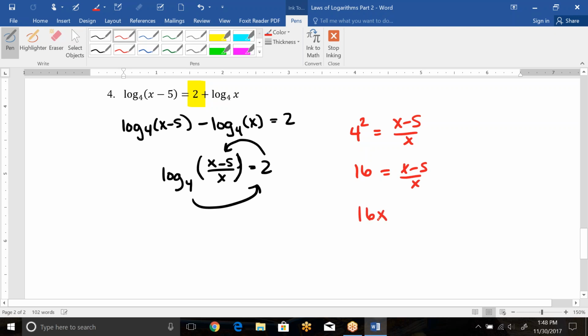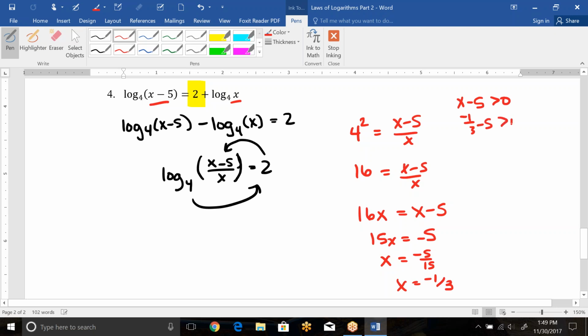Multiply both sides by x, or cross multiply if you want to think of it that way. Subtract the x over, so that's going to be 15x equals negative 5. So this is going to be negative 5 over 15, or negative 1/3. Now we need to check that. So I have two different arguments to check that in. So x minus 5 greater than 0: negative 1/3 minus 5 is not greater than 0. So it fails. By itself, x greater than 0 would have failed.